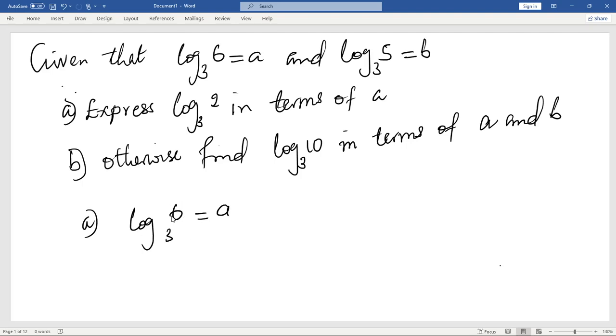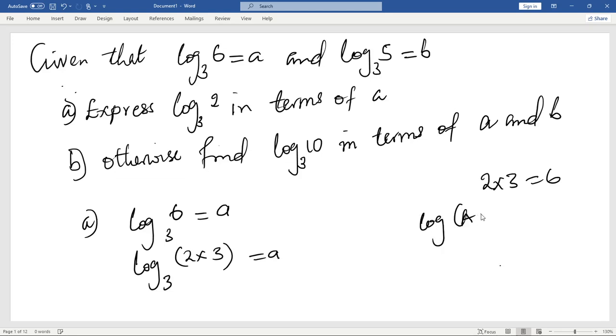Now, this 6 that we have here is a product of two numbers, which are 2 and 3. So 2 times 3 will give us 6. Therefore, we have log of 2 times 3 to the base 3 is equal to a. Now remember, we have a property for logs where log of a times b is simply equal to log a plus log b. So we're going to apply this property on the left hand side.